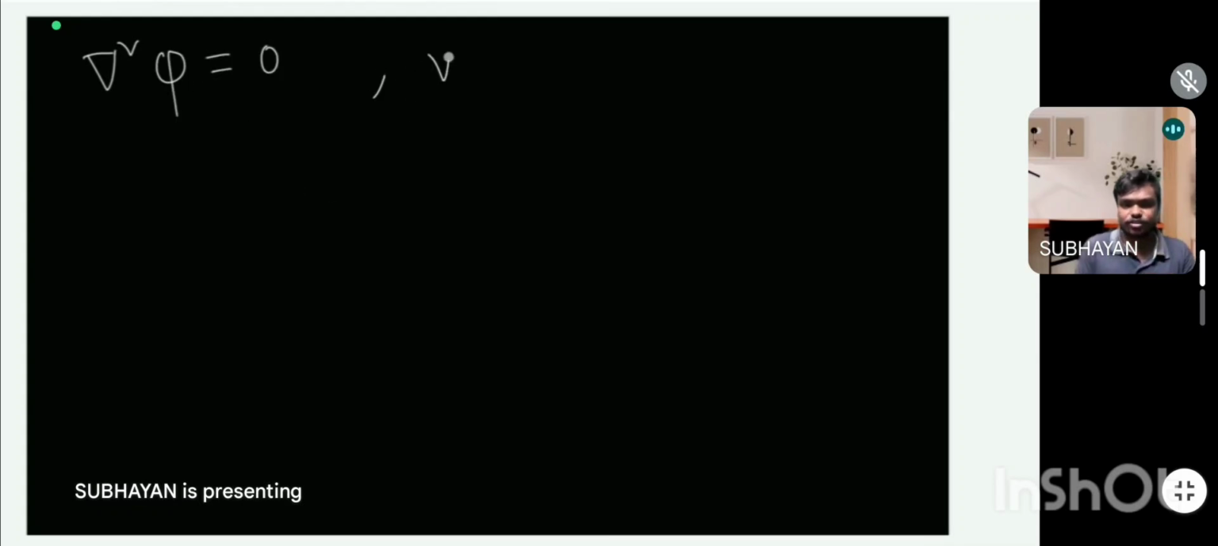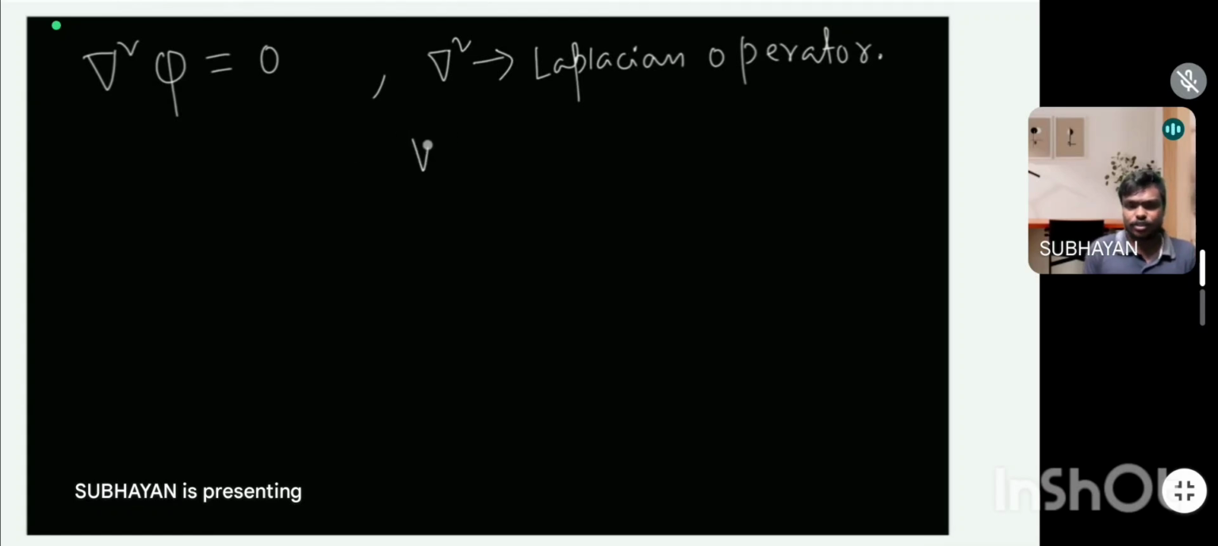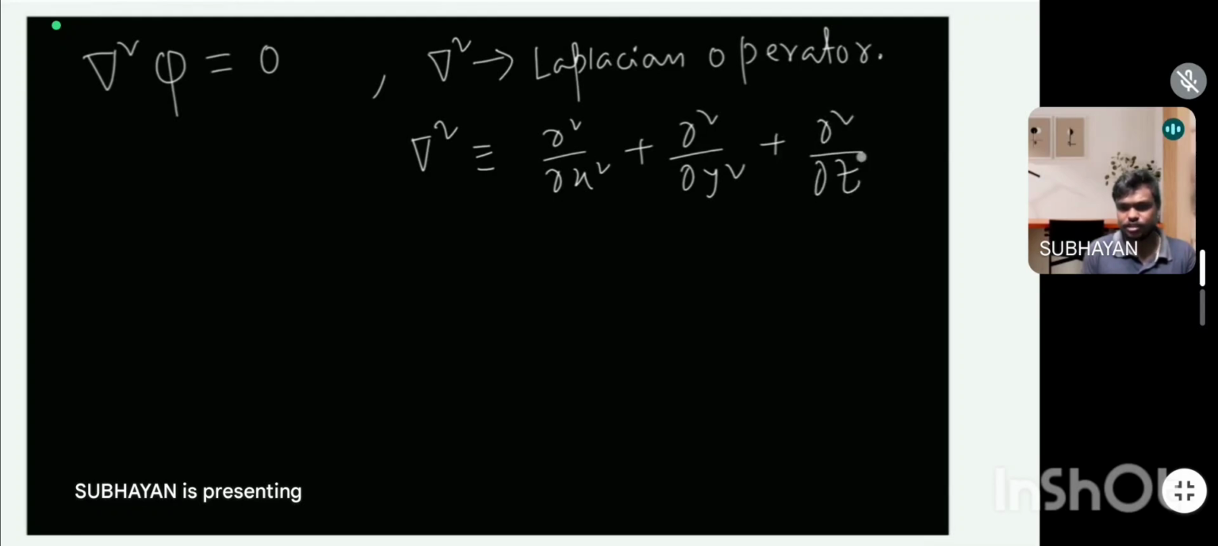This grad square operator is a partial differential operator. This is called the Laplacian operator. And in Cartesian coordinates, grad square is equal to del 2 del x2 plus del 2 del y2 plus del 2 del z2, which is a scalar. So the Laplacian operator is basically a scalar operator. That's why we shall frequently find this Laplacian operator in most of the laws of physics.